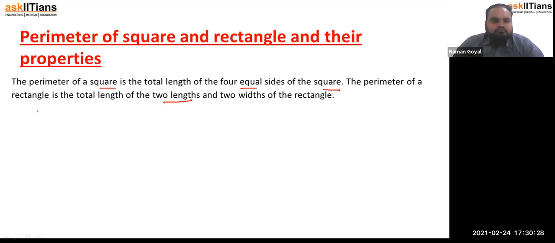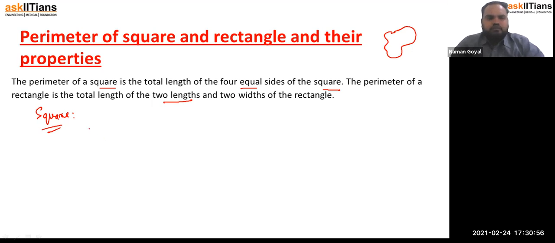See, if there is a square, perimeter of any closed figure is what? The boundary. The length of the boundary of that closed figure. First of all, we talk about perimeter mainly only for what? Closed figure. So if we have any closed figure, what is the perimeter? The length of this boundary is known as the perimeter of that particular figure.